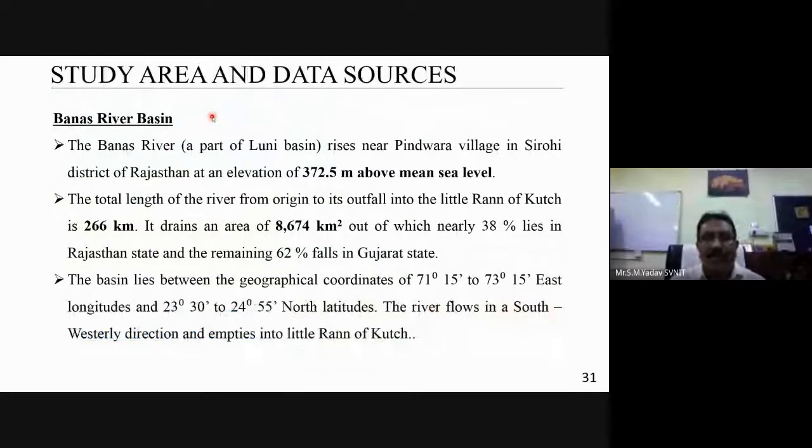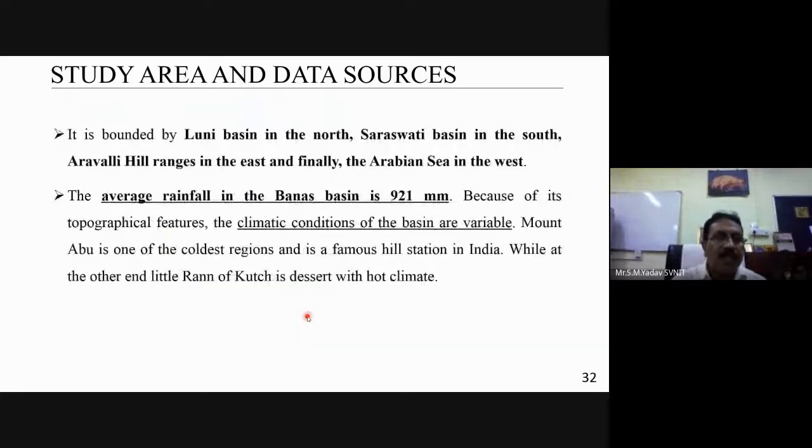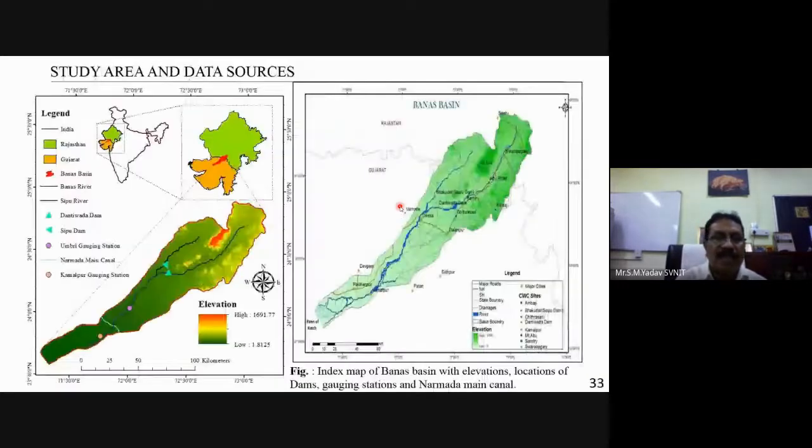This Banas river, as I said, rises from Pindwara village in Sirohi district of Rajasthan, at an elevation of 372.5 meters. The total length of the river up to the Rann of Kutch is 266 kilometers. The drainage area is 8,674 square kilometers, which passes partially through Gujarat and Rajasthan. The Luni Basin is in the north, Saraswati Basin in the south, and Aravalli Hill regions in the east, and finally the Arabian Sea in the west. That has been bounded by the Luni region. The average rainfall in the Banas Basin, as already discussed, is 921 mm.